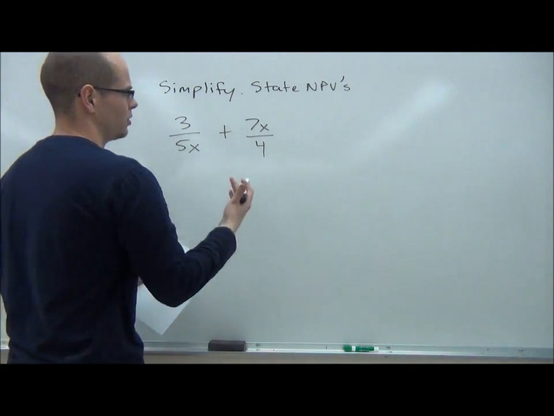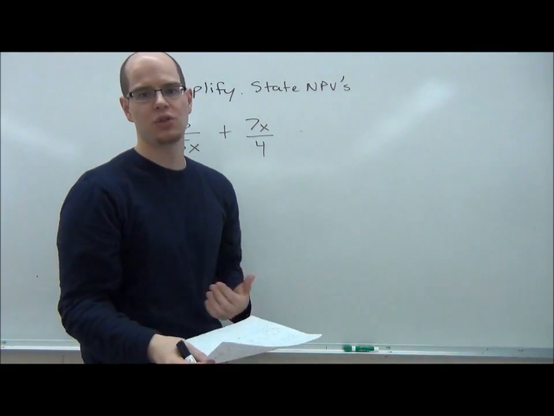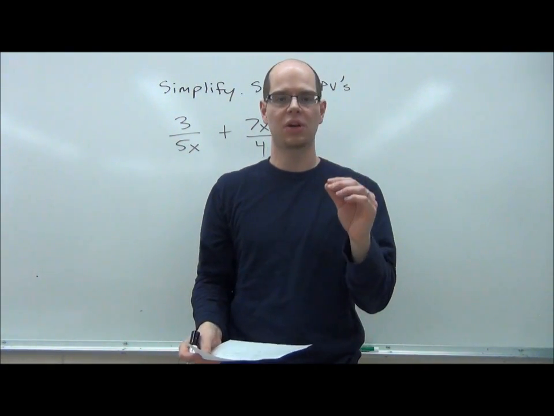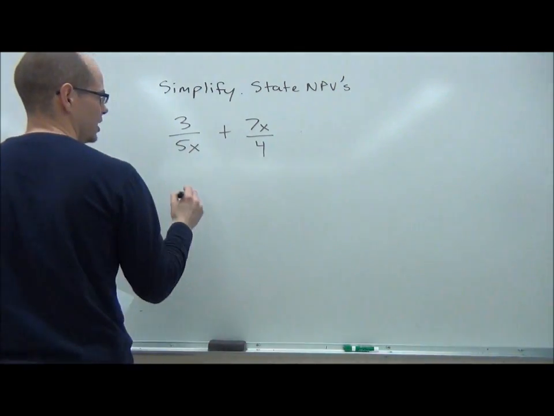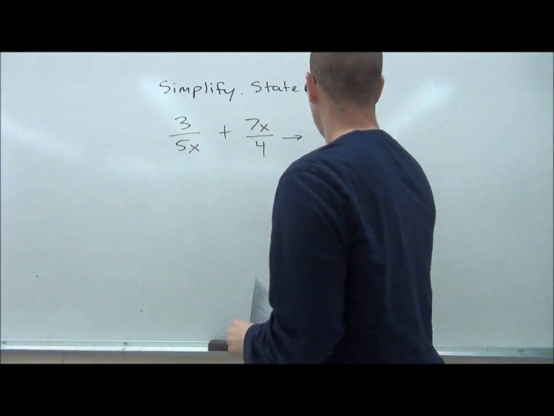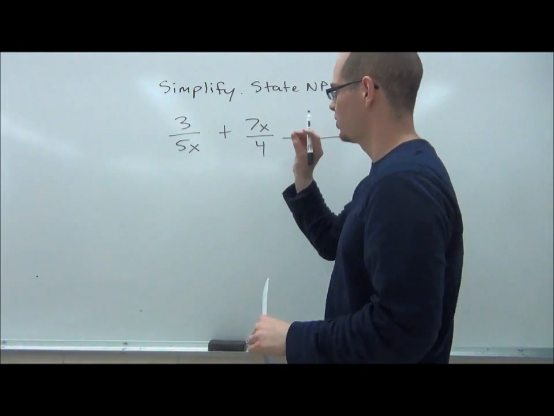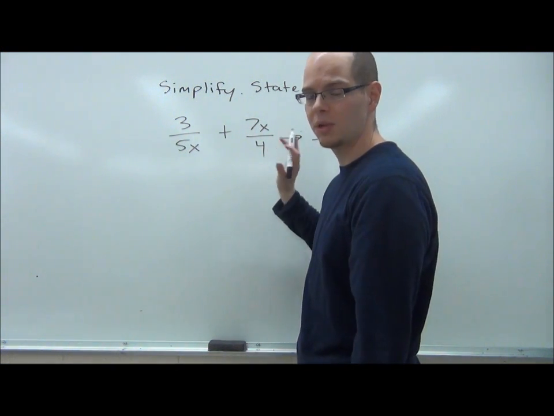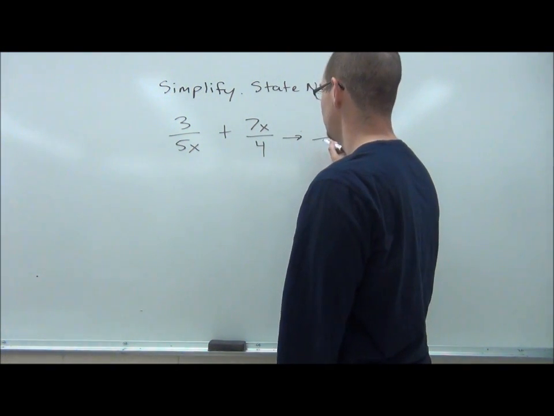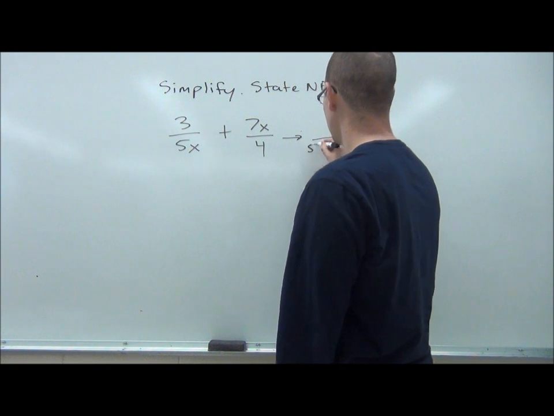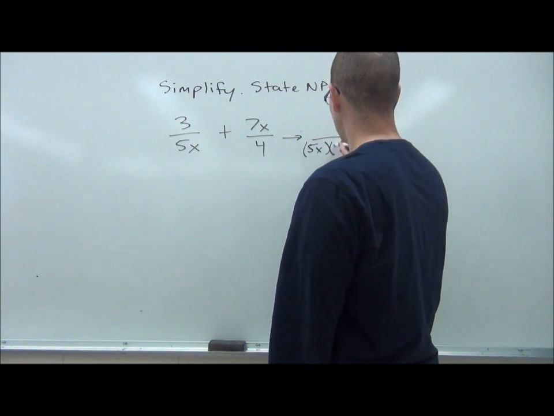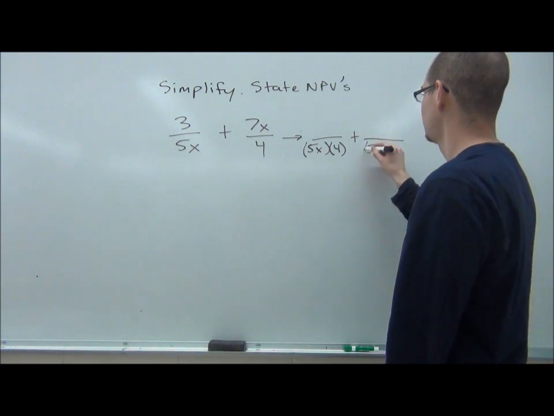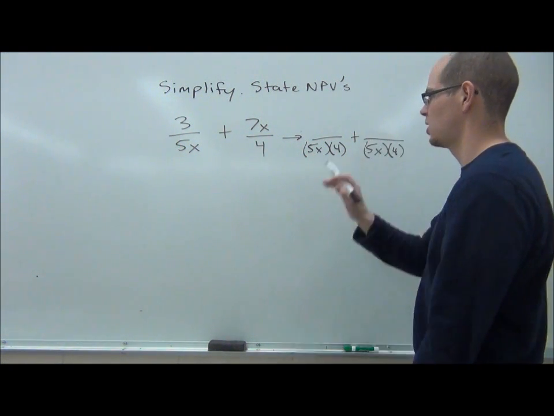But to add, remember, it's the same as if you go back to junior high. How do you add a half plus a third? If you ever add fractions, they have to have a common denominator. So I need to get this over a common denominator. A good choice, one that will never fail you, is if you multiply the two denominators together. It's not always the best one, but it'll always be there. So a common denominator here would be 5x times 4 for both fractions. The two bottom numbers multiplied together. That will always be a common denominator.